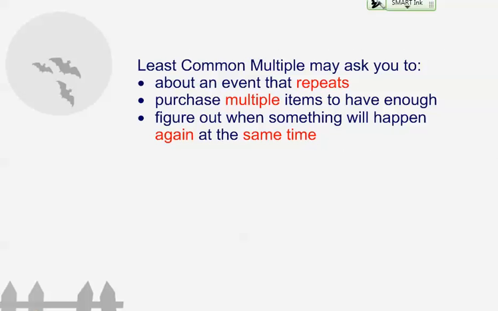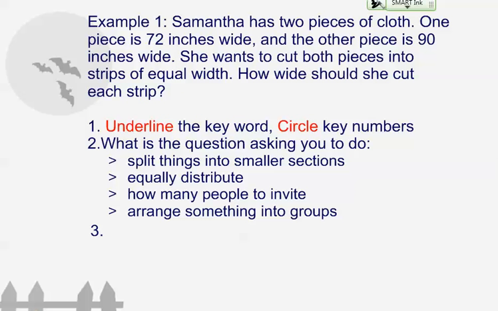Least common multiple will ask you about an event that repeats, to purchase multiple items to have enough, to figure out when something will happen again at the same time. So if you have a question that's asking one of these things to do, it's going to be least common multiple. So let's look at our first example.